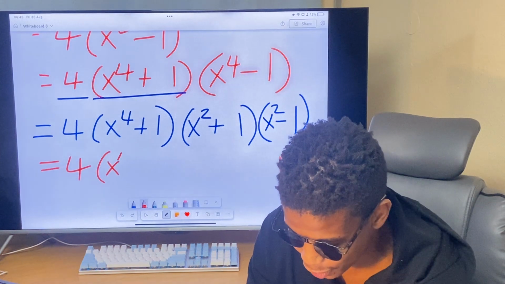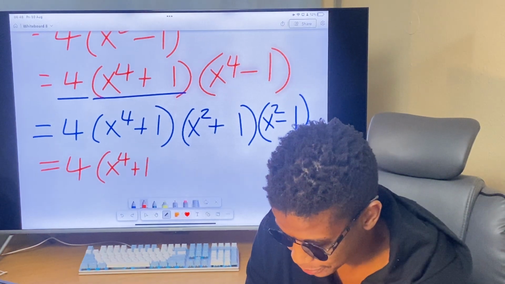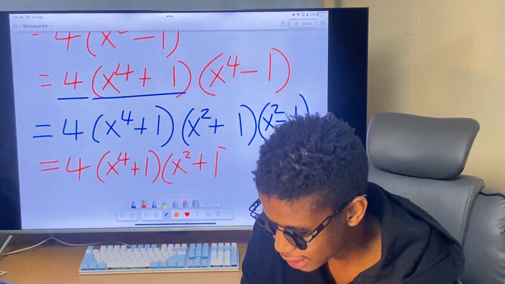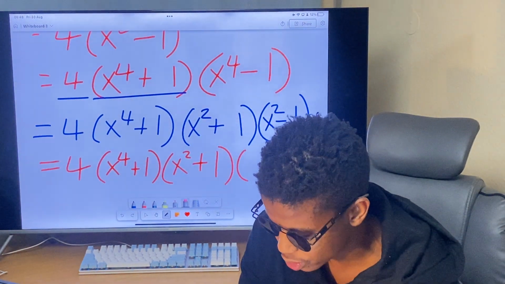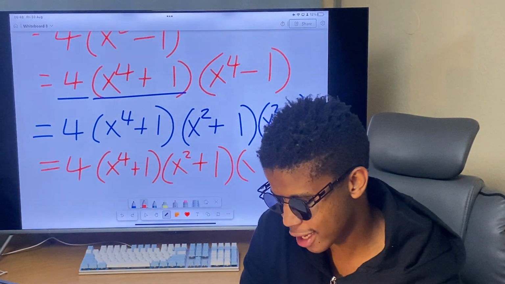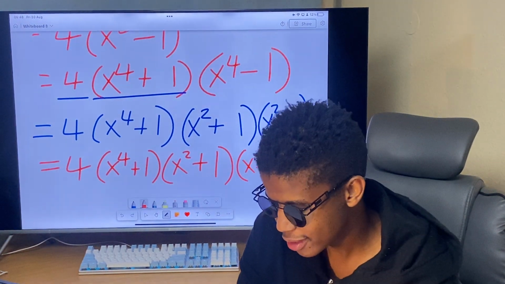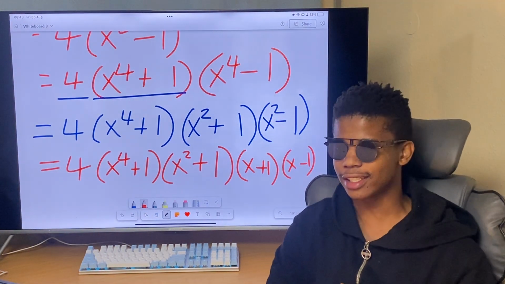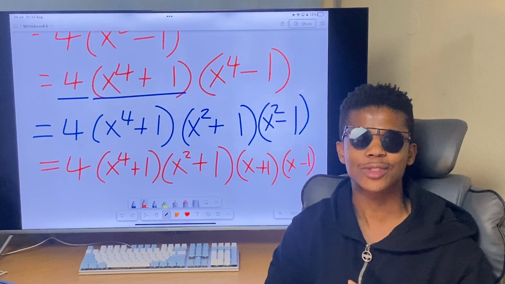We have x to the power 4 plus 1. We have x to the power 2 plus 1. And then that last bracket is going to break out into 2 more brackets, which is x plus 1 and then x minus 1. Now we can all agree that this is factorized to exhaustion.